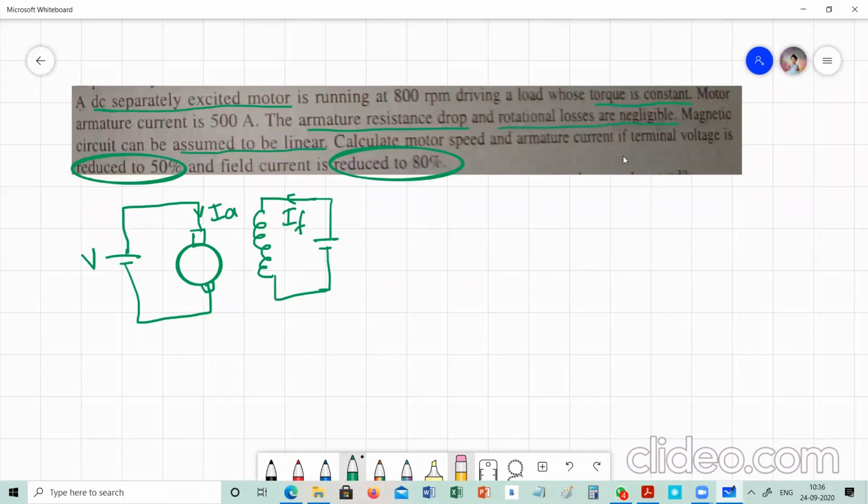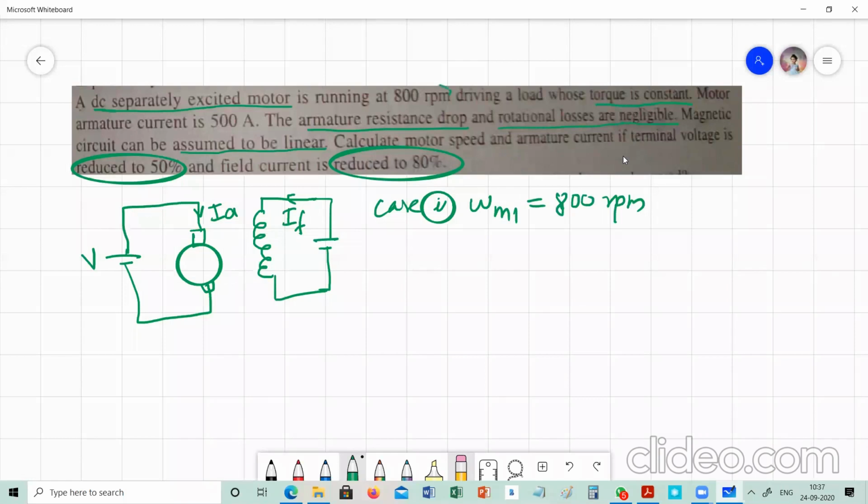Obviously in such problems, two cases are given. One is the normal case and the other is where some parameters are changed and they ask to calculate some quantity. So in the first case, they are given the speed omega m1 is equal to 800 rpm.